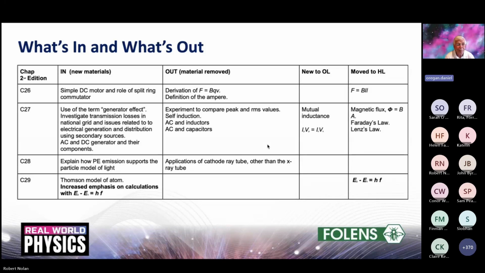The atom, chapter 29, radioactivity. There's mention of the Thomson model of the atom, which wasn't on the old spec. It's fairly straightforward. There's increased emphasis on calculations with E2 minus E1 equals hf. And that formula is no longer in the ordinary level course, which it was. It's moved to higher level.